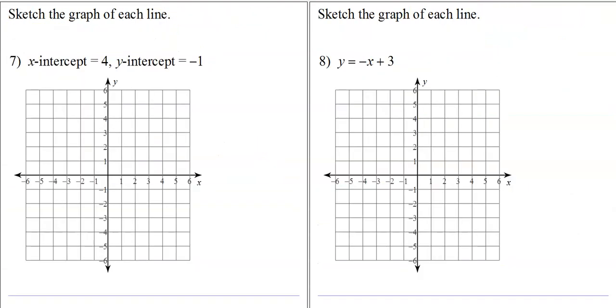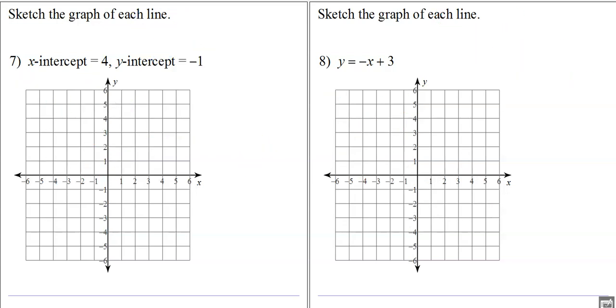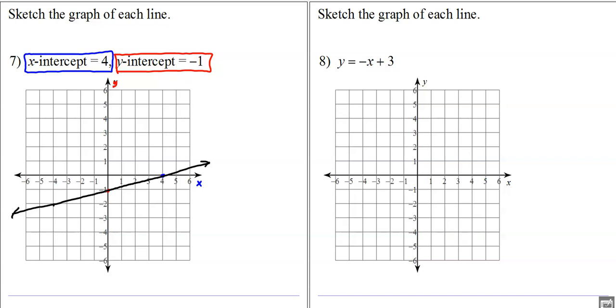All right, moving on to 7 and 8. Now I got to do a little bit of graph sketching here. So first one, the x-intercept is 4. All right, well here's the x-axis, so if I cross at 4, that would be that point. The y-intercept is at negative 1, so that's where I cross this y-axis. And now I pretty much can just connect the dots together. And it looks like it's going up 1 over 4. So I'm going to just go down 1, left 4 to kind of give me another one. And if I had a ruler or a straight edge, I could make that really pretty.